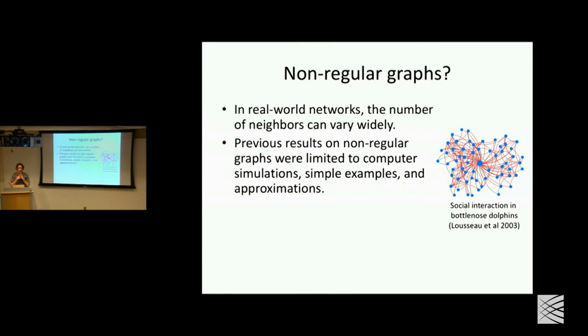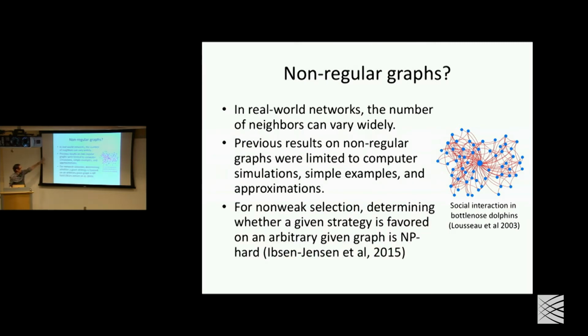There's an obvious question of how to generalize these results to non-regular graphs, but the mathematical theory was fairly limited. There were a few toy examples that were well analyzed, such as the star graph. There were also many computer simulations, some approximate approaches, but no analytical theory. There was an interesting paper from 2015 that shows that if you go away from weak selection, to strong selection of some sort, then determining whether a given strategy is favored on an arbitrary graph is an NP-hard problem. So that's a real limit on how much we can do for these kinds of models without assuming weak selection.